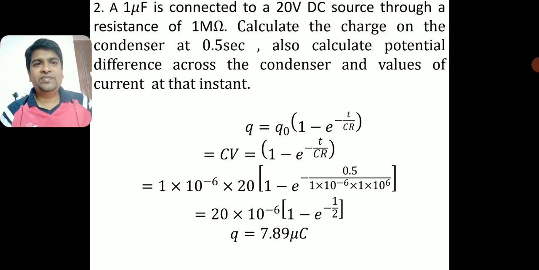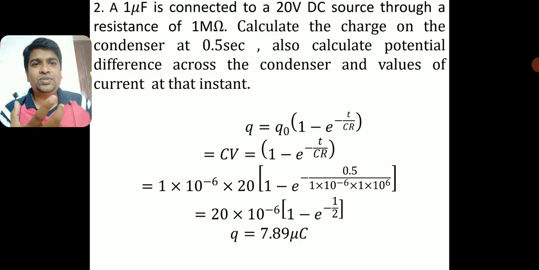We know the equation for the charge: Q is equal to C into V. Q naught, in fact, it's a Q naught. Q naught is CV. You please make the correction. It is not equal here, it is into. Instead of Q naught I am writing C into V. CV will give us the Q naught.